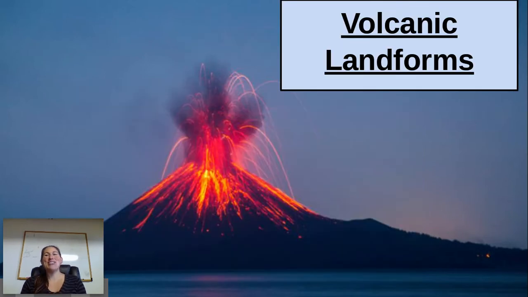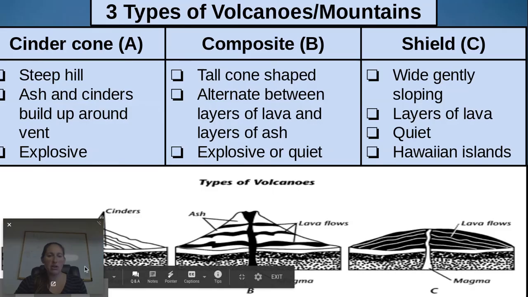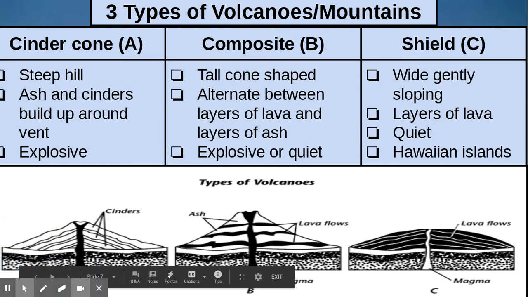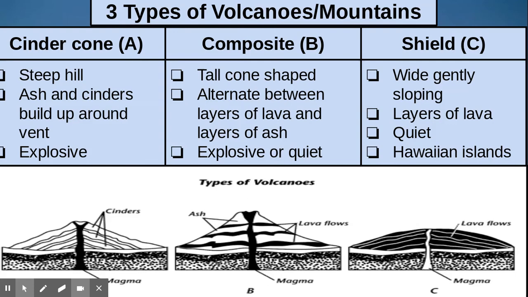So moving into the second lesson, there'll be a separate quiz on this topic. This is volcanic landforms, and this is the last lesson in the volcanoes unit. So first, I'm going to talk about the 3 types of volcanoes or mountains, depending whether it's active or dormant, that can be created when volcanoes start to erupt.